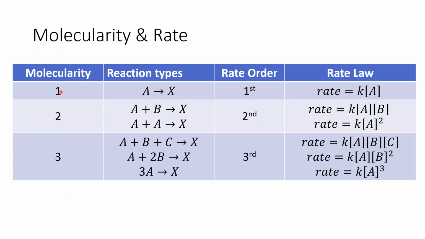step. So if we look at a unimolecular elementary step, it's first order. Rate equals k times the concentration of A. If we were to look at bimolecular, it could be A reacting with B, or maybe it's A reacting with A. They can react with two species that are the same. So it would be rate equals k times the concentration of A times the concentration of B, or rate equals k times the concentration of A squared.